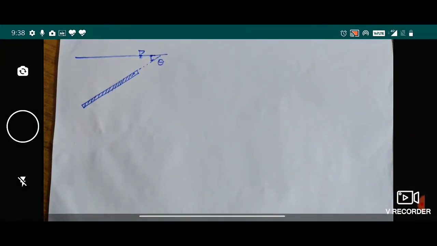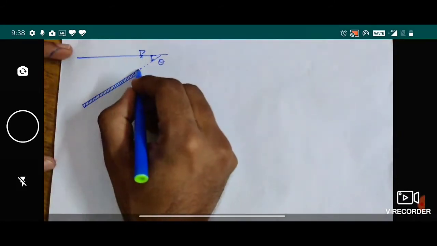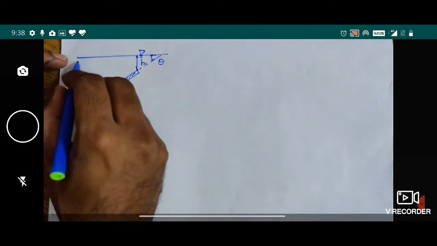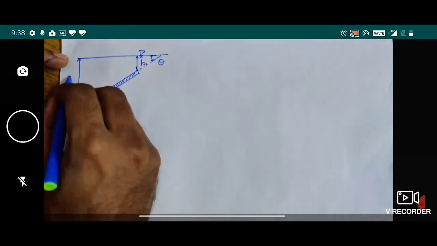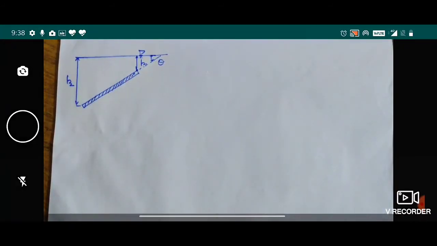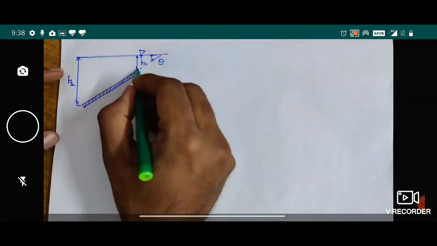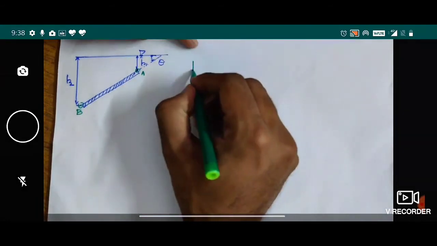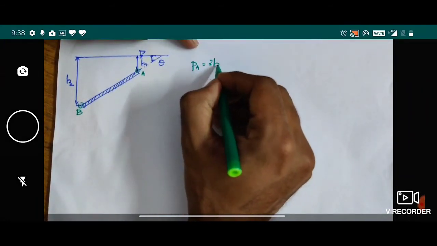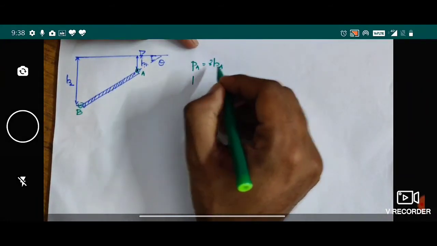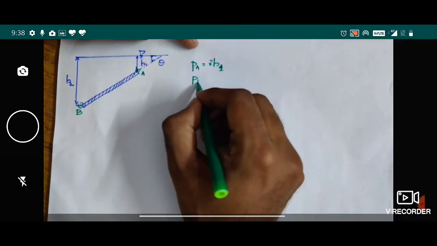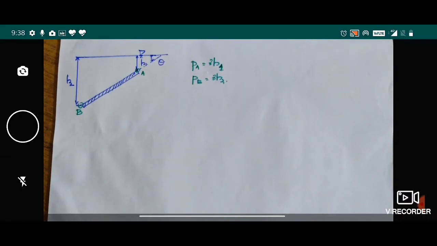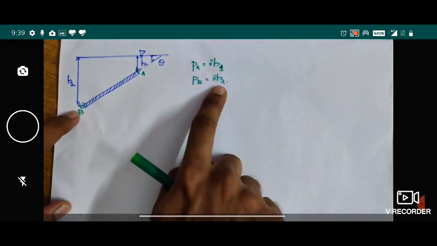So there are different points. I'll be marking this point at a depth of h1 and this point at a depth of h2 from the liquid surface. Let this point be point A, this point be point B. So we know pressure acting at point A is equal to gamma into h1, and pressure acting at point B is equal to gamma into h2. Both are different. The pressure acting at point B will be greater since h2 is larger.